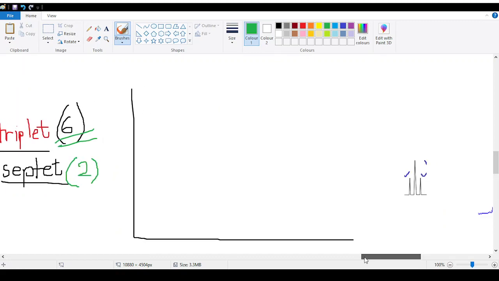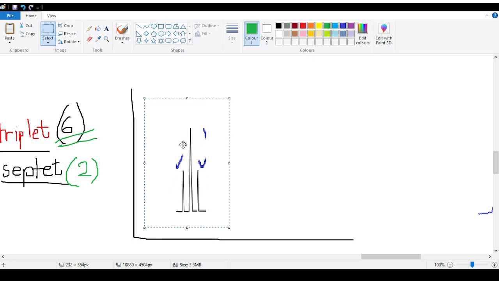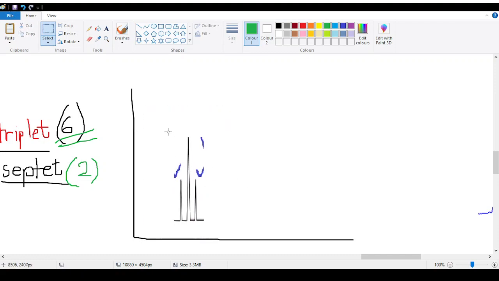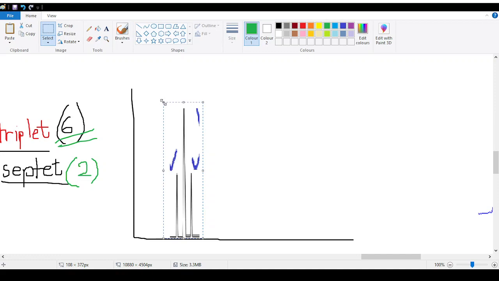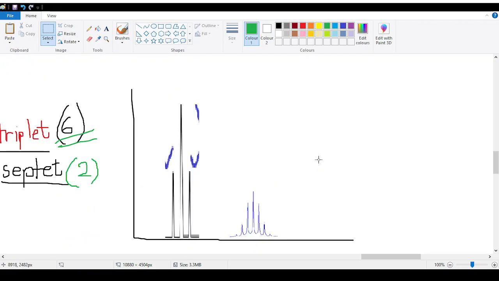So actually, what will happen? The triplet pattern will be bigger, although it's smaller here. Let me just fix it. I don't know if I can stretch it. I guess I can. So somewhat like that. And this septet pattern will be comparatively way smaller. You will get something like this in your NMR spectrum.